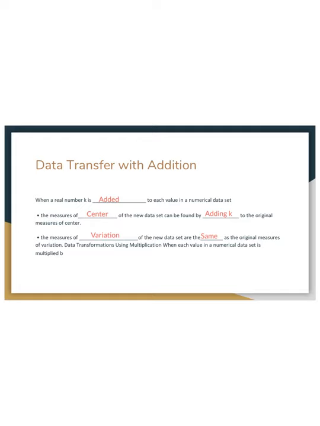In terms of variation, the measure of variation is going to be the exact same as the original measures of variation. So if we had a standard deviation for our data set and we added 10 to everything, they're still going to be spread out the exact same distance from our mean, so the standard deviation would again be the same.